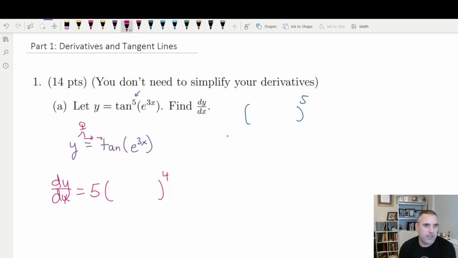You keep walking. The next thing you encounter is this t. It's this function that's on the outside, tangent. Now the main thing you have to remember about the chain rule is the inside does not change. And then you do times, and then you have a new problem. It's times the derivative of tangent. You need to remember that that's secant squared. Then we're done with that part.